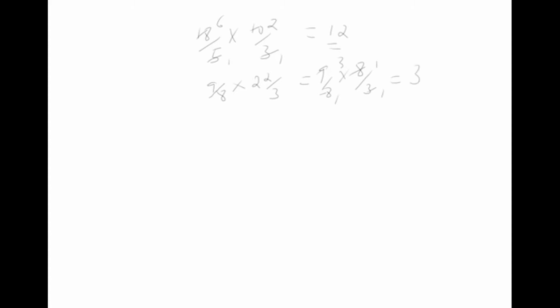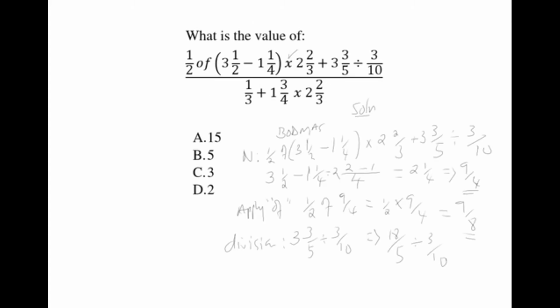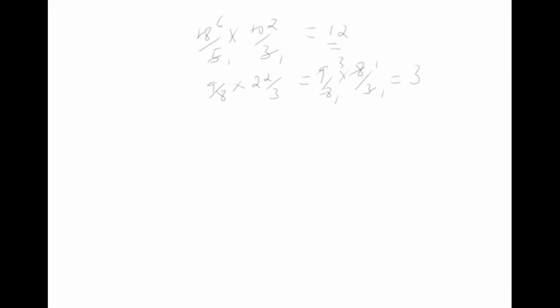So to get the value of the numerator, we are now going to add. We add 12 plus 3, which is 15. So that one gives us our numerator. Then we are going to calculate the denominator. Our denominator, we write it as D.